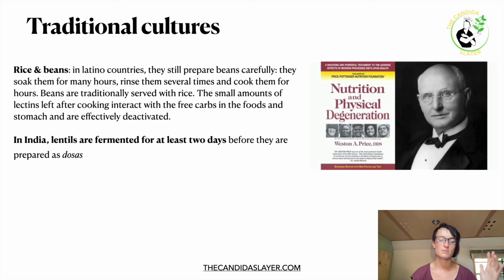In India, lentils are fermented for at least 2 days before they are prepared as dosas. They are some types of crepes or pancakes. So to make these dosas, they ferment the lentils for 2 days and then they cook them. So fermentation and cooking.